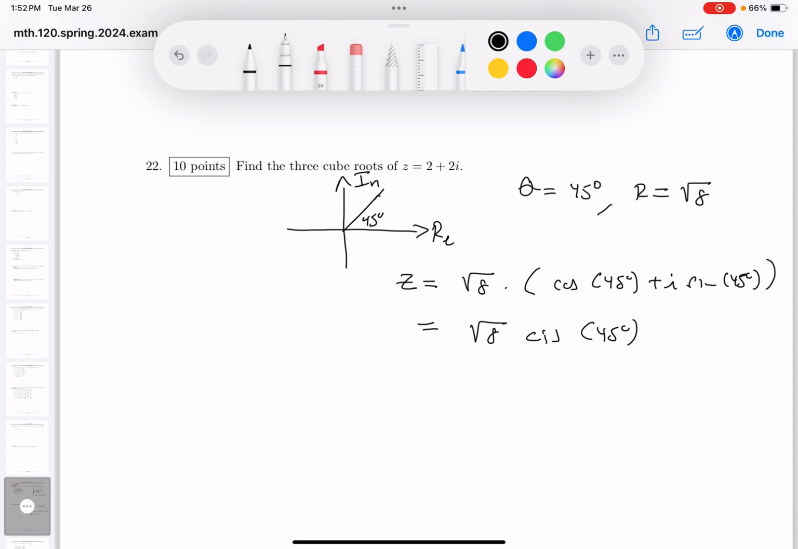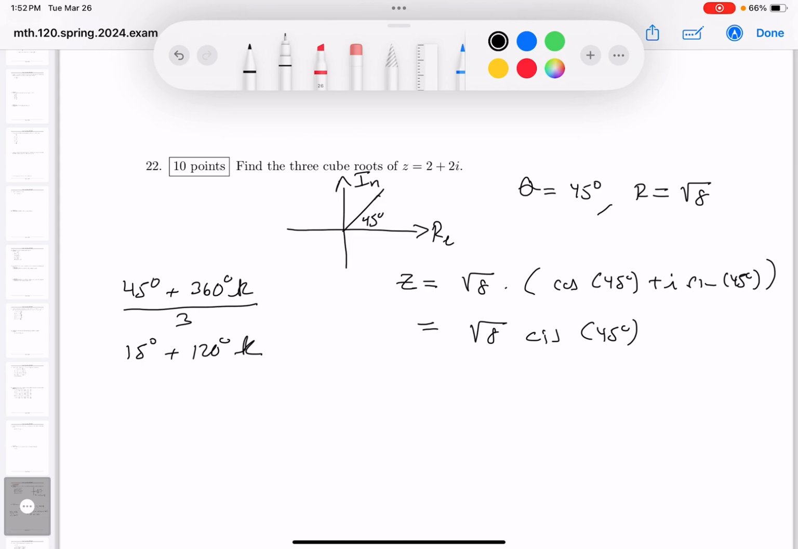Now what I've got to do is find the roots. And this is De Moivre's theorem. I really have to look at this over here: 45 degrees plus 360 degrees k, over 3, which is 15 degrees plus 120 degrees k.